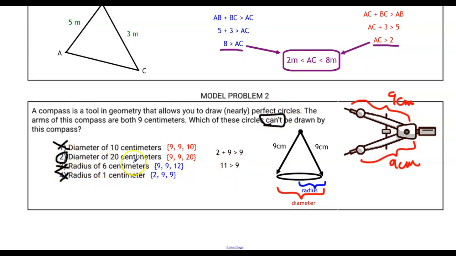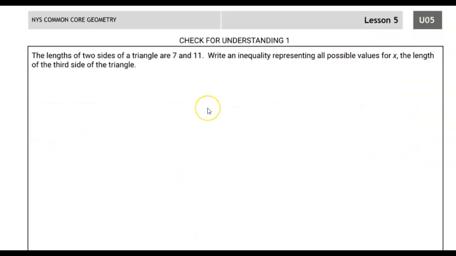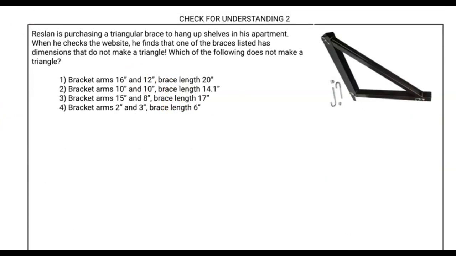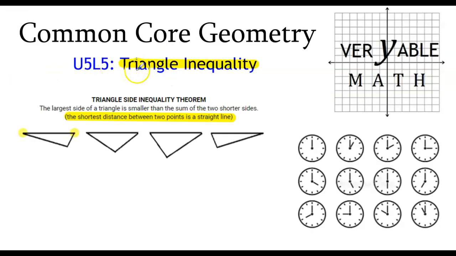So long story short, we're looking for the one that doesn't satisfy the triangle inequality, and it was only one of them, choice 2. I would ask you to go on to the check for understanding, which are examples of both of those types of problems. However, you don't have to do them right now. You're going to do them in class. All right, this was the video on the triangle inequality that says that when you add the 2 smaller sides of a triangle, it should be larger than the third side of the triangle.